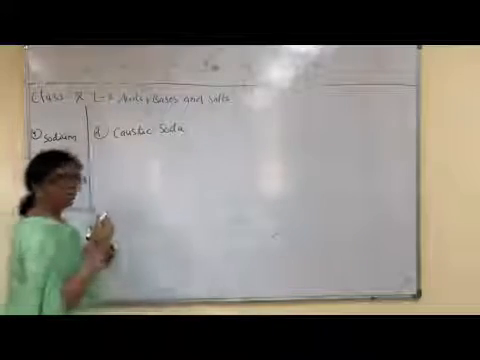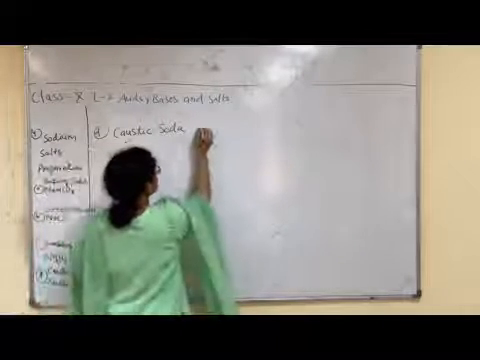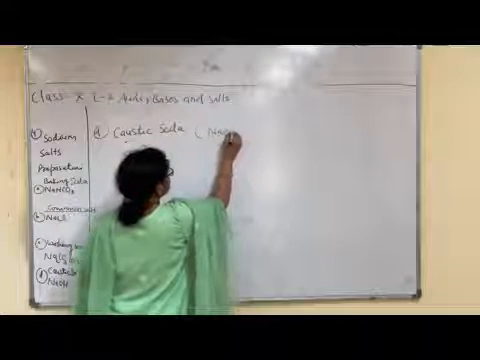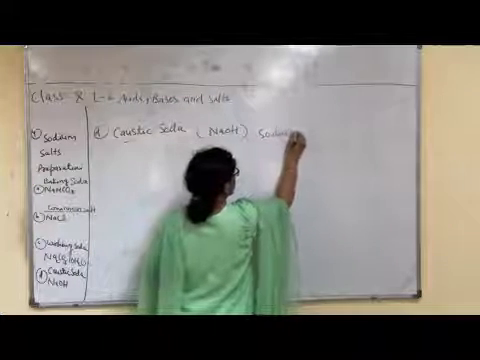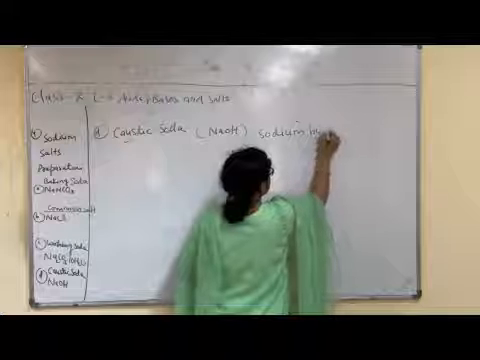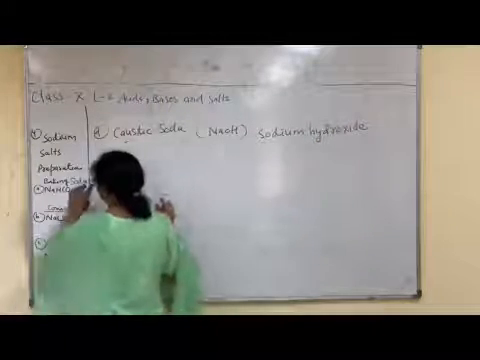Caustic. It causes burning sensation. What name? What is common name? Caustic. Formula is NaOH and chemical name is sodium hydroxide. Right?